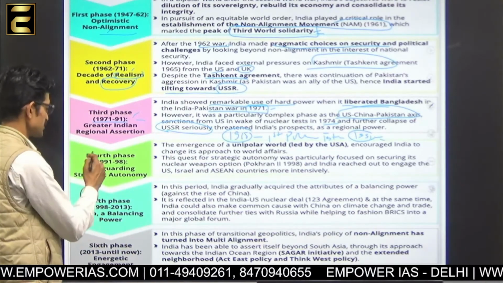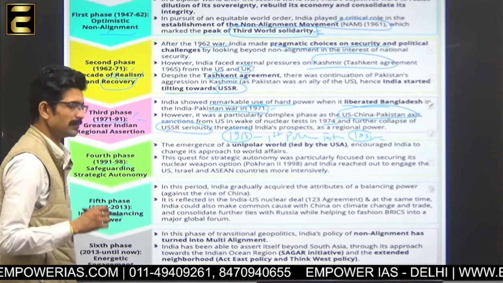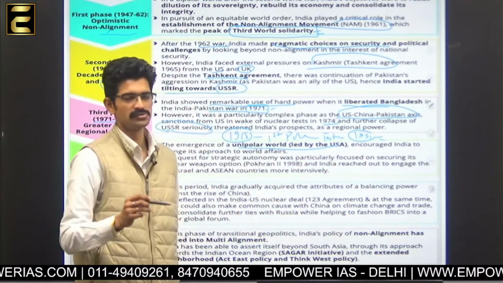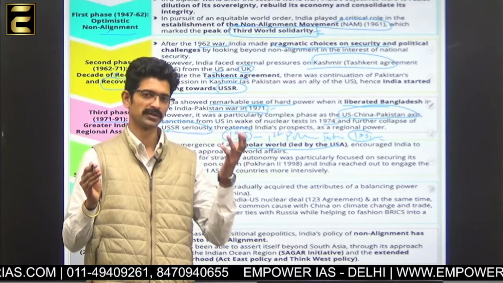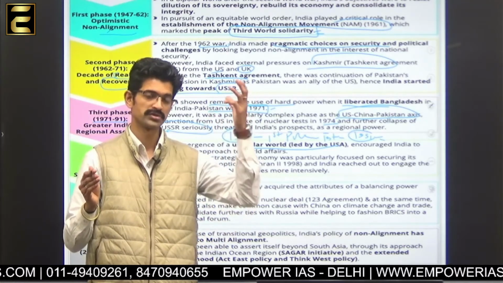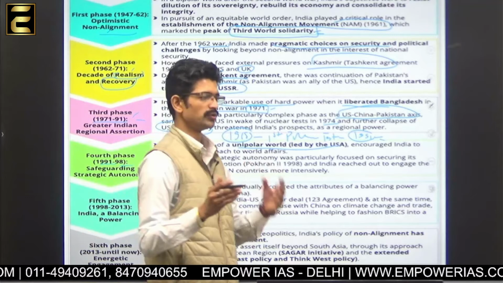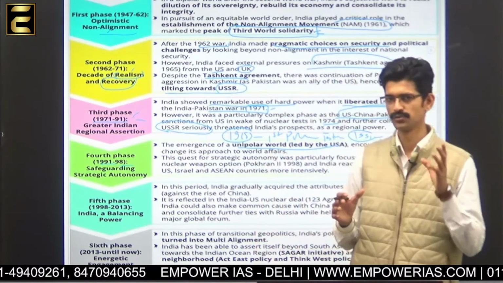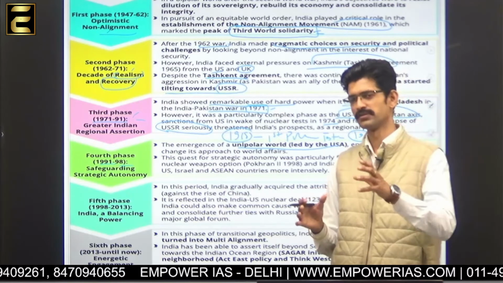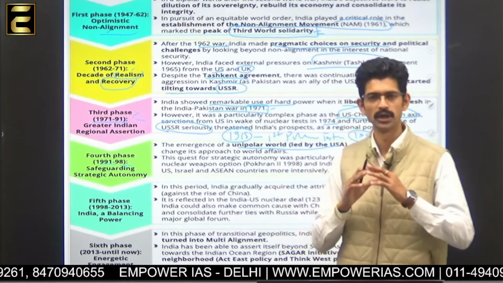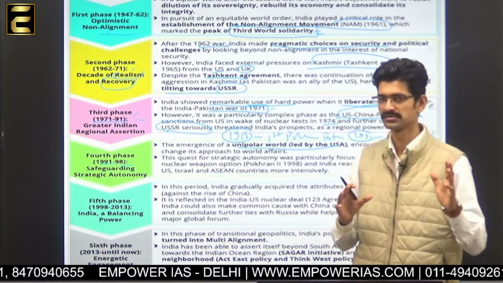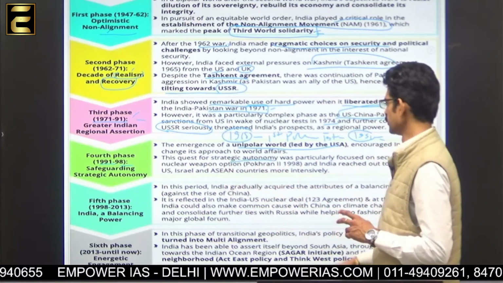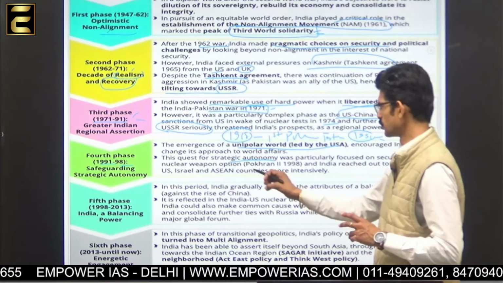Now in fourth phase starting from 1991 and 98, emergence of unipolar world led by USA. 1991 में USSR कोलैप्स हो गया मित्रों. उसके बाद हमने देखा कि यूनाइटेड स्टेट्स ऑफ अमेरिका सॉ इट्स हेजीमनी ओवर द वर्ल्ड ऑर्डर एंड यूनाइटेड स्टेट्स become the supreme superpower of the world politics. That led to the policy paralysis at various levels. Still, India managed to remain a neutral level without getting biased towards any of the nation. And the quest for the strategic autonomy was particularly focused on the Pokhran 2.